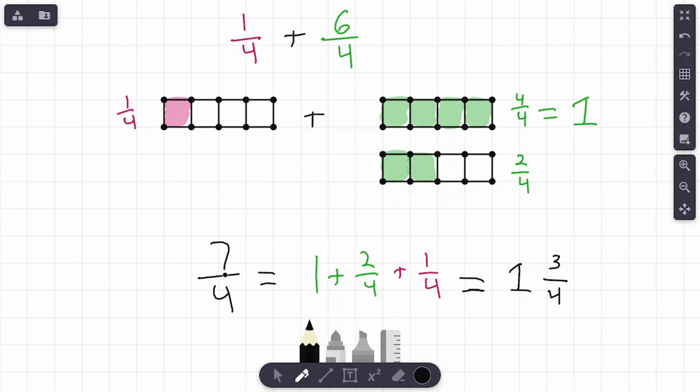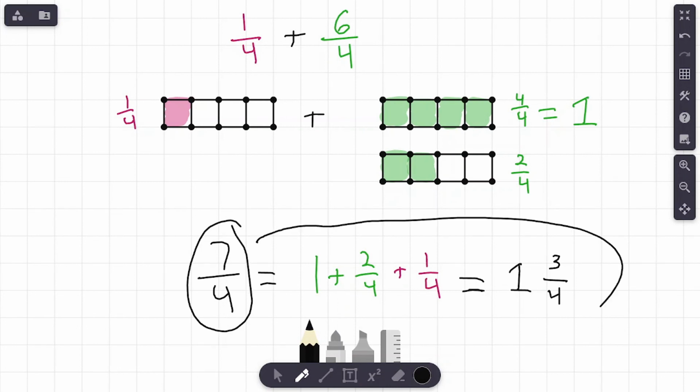Take a look. Where did we get 7/4? Well, we added 1/4 plus 6/4. That's how we got 7/4. And then when we got our mixed number, because our numerator was bigger than our denominator, we took the whole, we added 2/4, we added 1/4, add that all up, 7/4 is equal to 1 3/4. Again, if you can get this right here, the next step is for you to do all of this here.